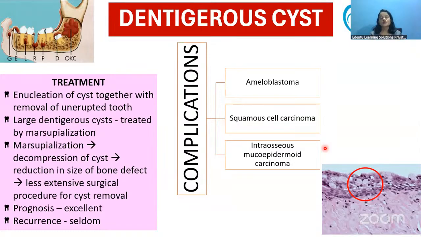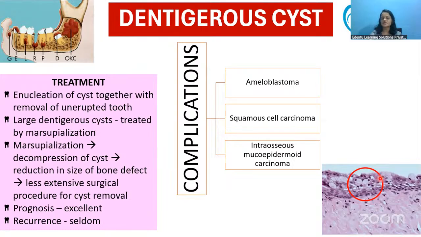But for long-standing dentigerous cyst, some complications can arise, like ameloblastoma can arise from the lining of the dentigerous cyst, or sometimes squamous cell carcinoma, or sometimes intraosseous mucoepidermoid carcinoma can also arise from the lining of the dentigerous cyst. Intraosseous mucoepidermoid carcinoma is a salivary gland tumor.